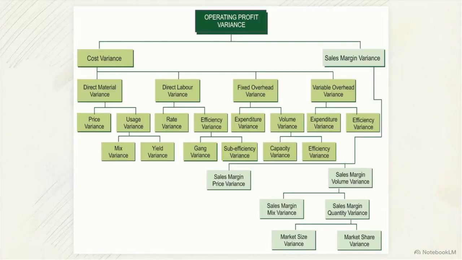The formula is actual margin minus budgeted margin. A higher actual number here is favorable. We divide sales performance into two questions. Did we discount pizzas to secure sales, or simply sell fewer overall? Within volume, mix variance identifies if we sold high volumes of low-profit cheese pizzas. Quantity variance captures the total drop in units, regardless of type.